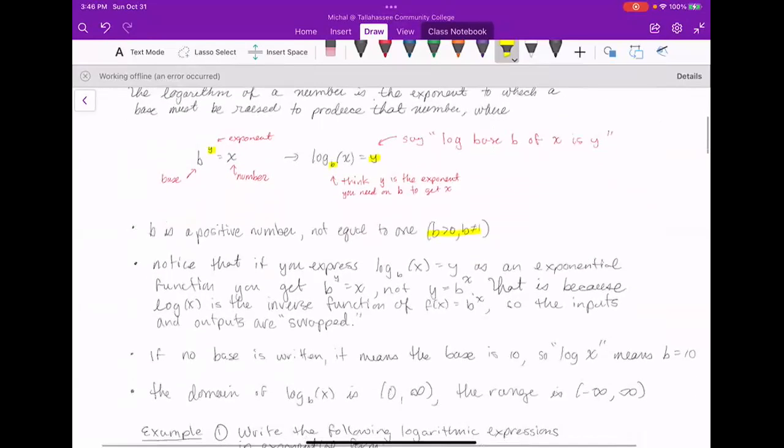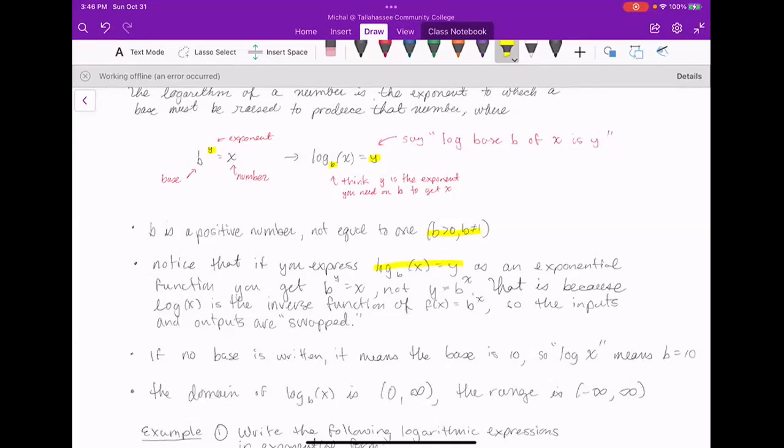Also, if I write this logarithmic function, log base b of x equals y, and I change that into an exponential function, I have my outputs y in the exponent and my inputs x, right? And my inputs are my big numbers, right? So that's because log of x is the inverse function of f of x equals b to the x.